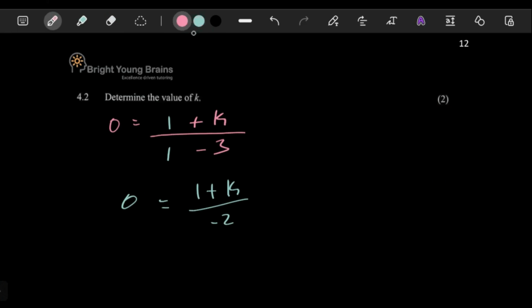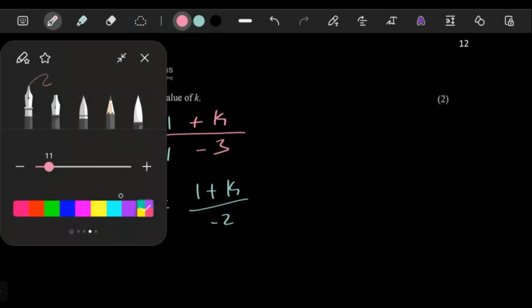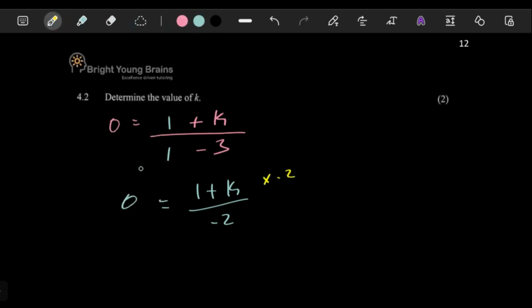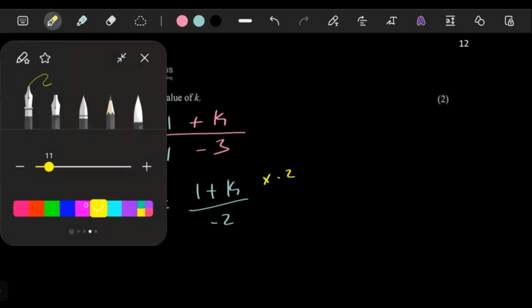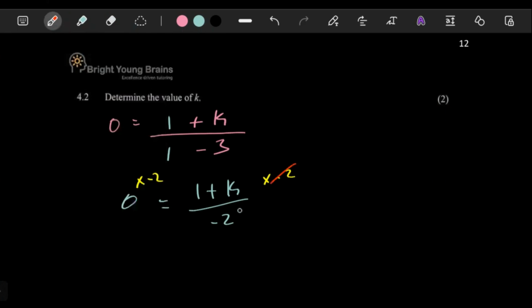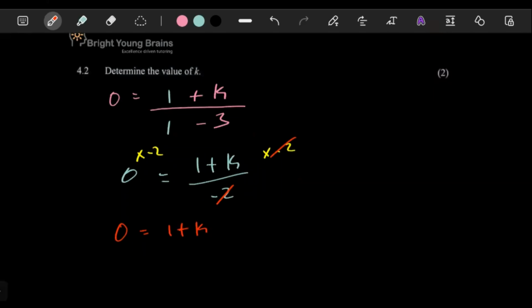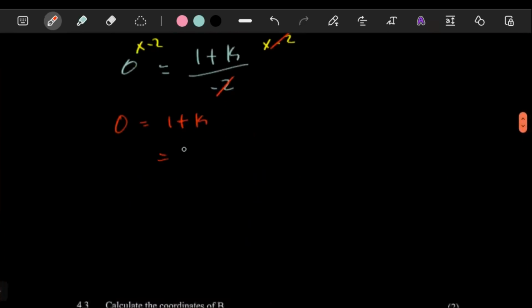So if you times by minus 2 on both sides here, this is like 0 equal to 1 plus k. So here k is equal to negative 1.